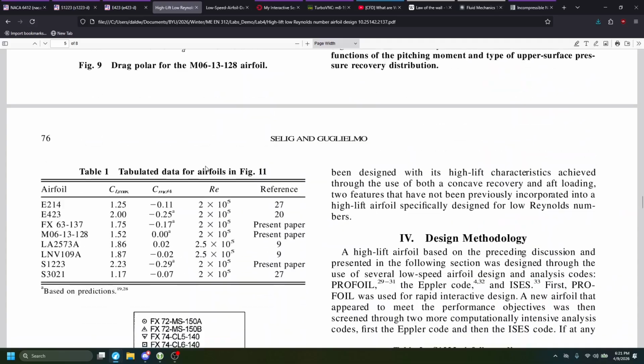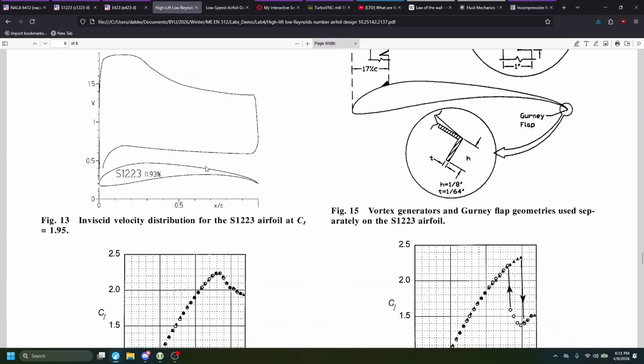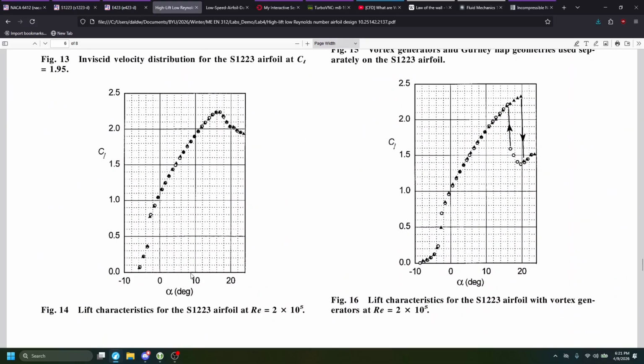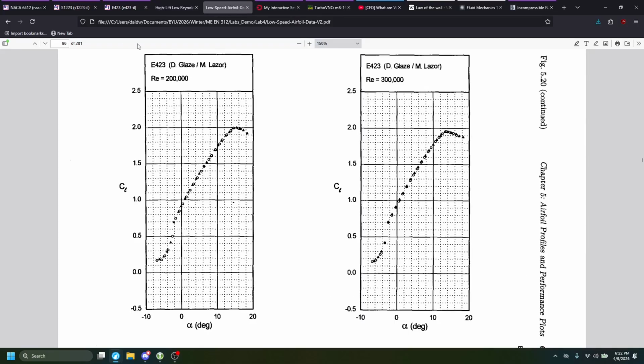So the wind tunnel data that they provided is here on this chart. We have the angle of attack versus the coefficient of lift for a Reynolds number of 2e5, or 200,000. And I also found wind tunnel data for the Eppler 423, which is also a Reynolds number of 200,000. And these also roughly match the XFOIL data that we saw before. Now, one thing I will say is all of these sources that I'm using, I'll link down in the description so you can look at them there.